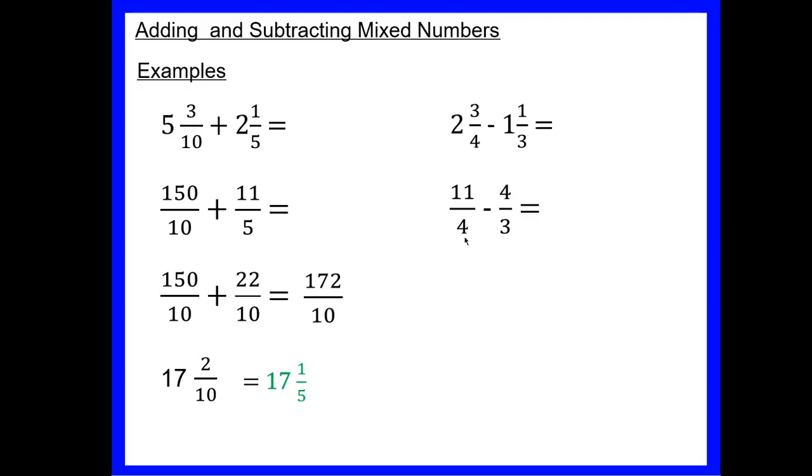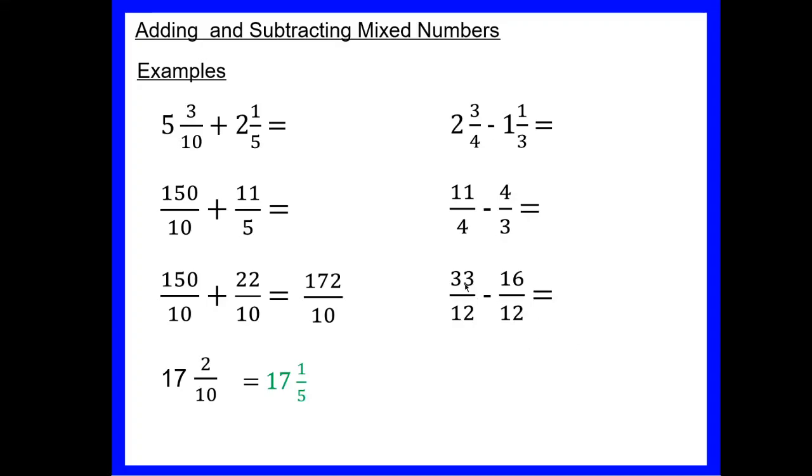So now we check our denominators. So we've got a 3 and a 4, so they're not the same. So we need a common denominator. The lowest common multiple of 3 and 4 is 12. So to get from 4 to 12, I have to multiply by 3. So I do that to the whole fraction, and that will give me 33/12. To get from 3 to 12, I need to times by 4. So I do that to the whole fraction, and I get 16/12.